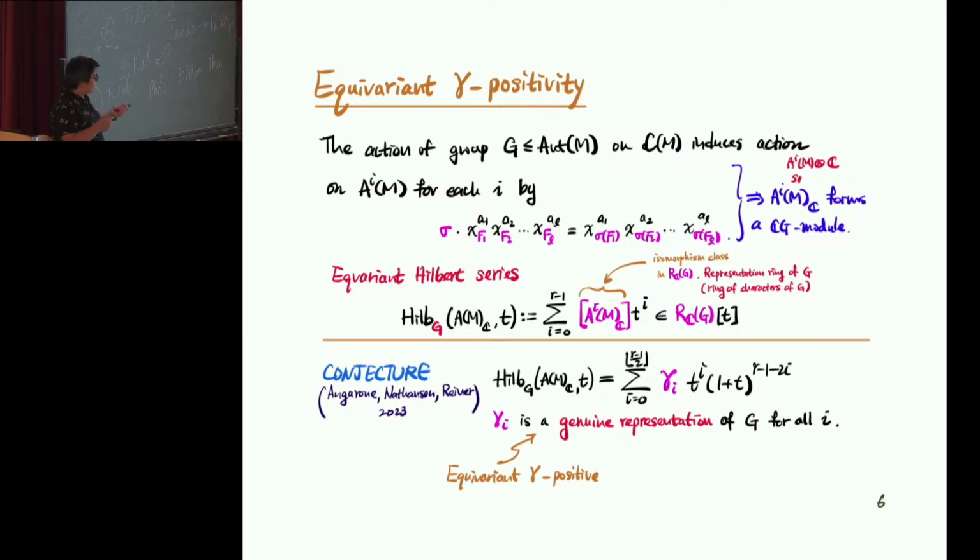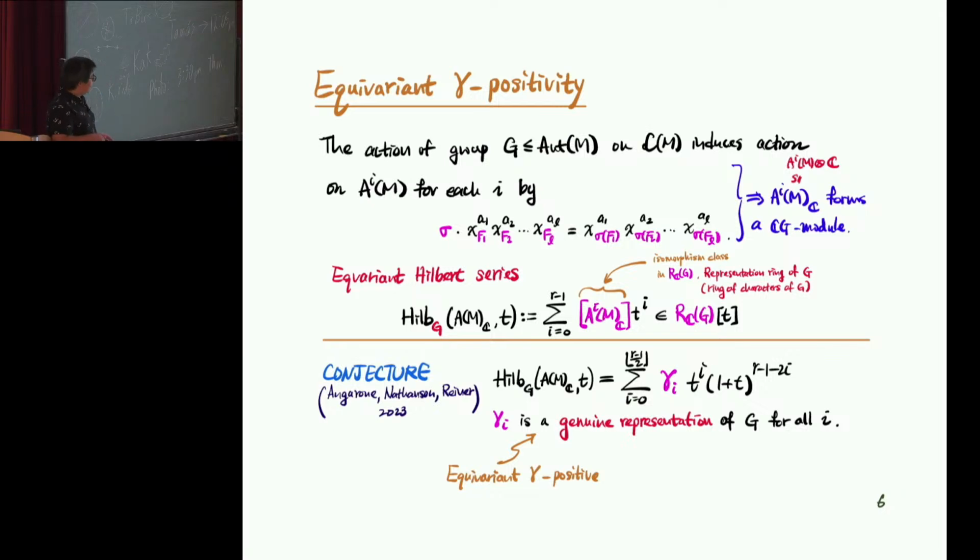And now we can consider something called the equivariant Hilbert series. In the Hilbert series, we're looking at a generating function where the coefficient is just the dimension of the graded piece. But in the equivariant case, we change these coefficients to be the isomorphism class in the representation ring of G, of the representation exactly carried by these graded pieces. Or you can also think of this as the character of G corresponding to this representation. And so it will be a polynomial whose coefficients are inside the representation ring of G.